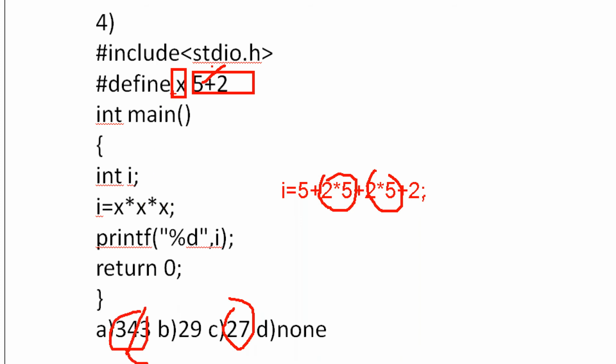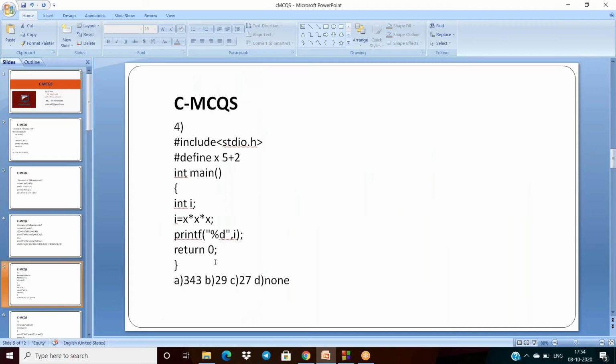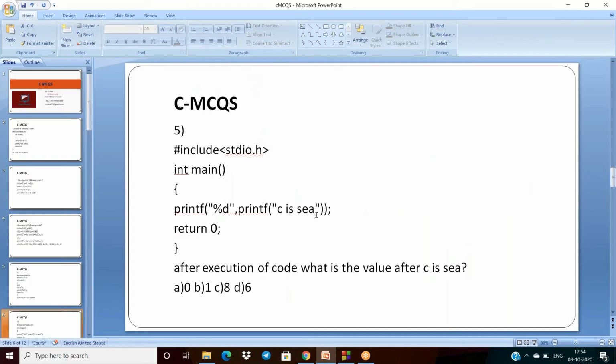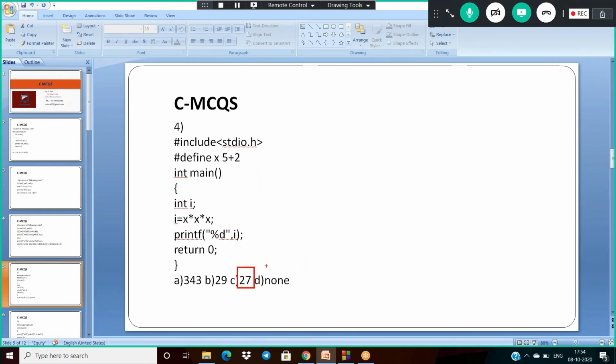So macro means it's substituted here. The x value is substituted, not evaluated or simplified here. So just replace wherever x is there with 5 plus 2, and after that we can simplify this expression according to the BODMAS rule. Okay. The next question. Okay, third and fourth one is finished. So what is the answer here? The answer is 27.